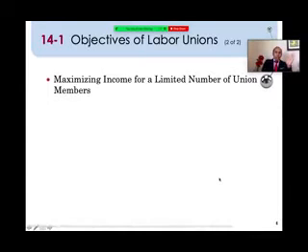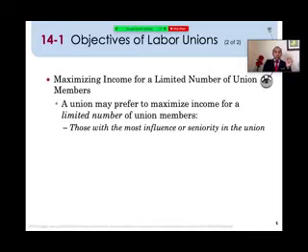The objectives of unions continue. If you want to maximize the income for a limited number of union members, there are several things. A union may prefer to maximize the income for a limited number of union members, meaning the exclusive members, those with the most skills, higher influence, higher seniority, more experience, or the founding members of the union in that industry. They want to pay a higher wage for that specific quantity of workers, or a combination of both.